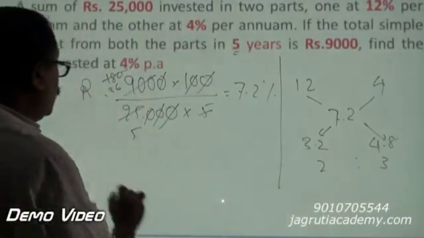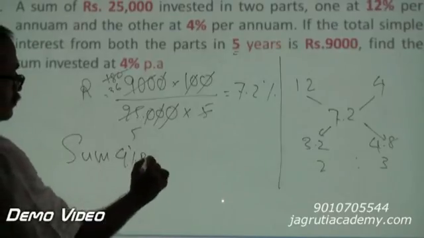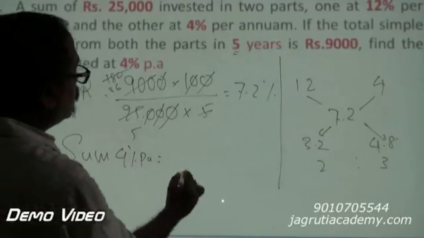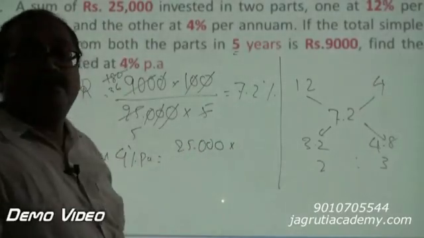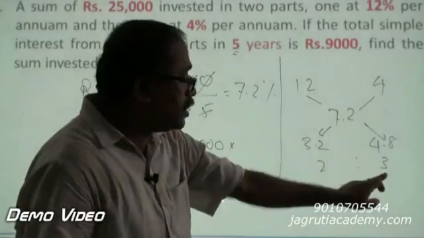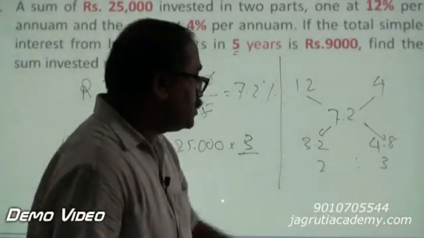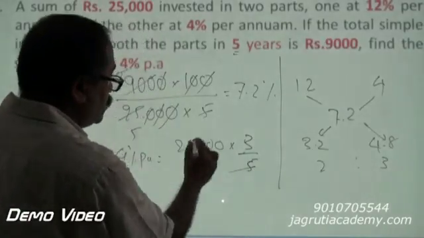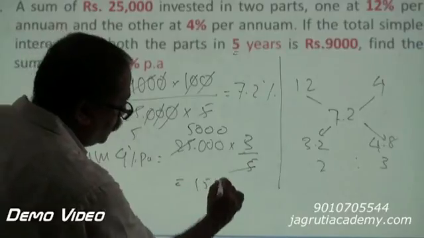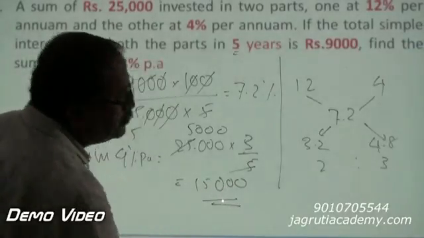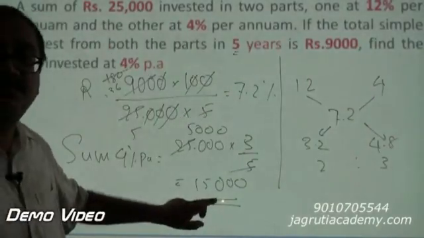To get the sum invested at 4% per annum, it is equal to the total sum, that is 25,000, into 4%, how many parts? 3 parts, so 3 by 2 plus 3, which is 5. So, with 5, this is 5,000 into 3, which is 15,000. The sum invested at 4% per annum is 15,000.